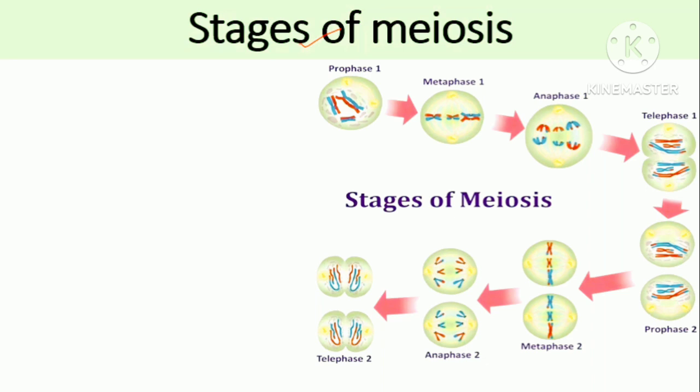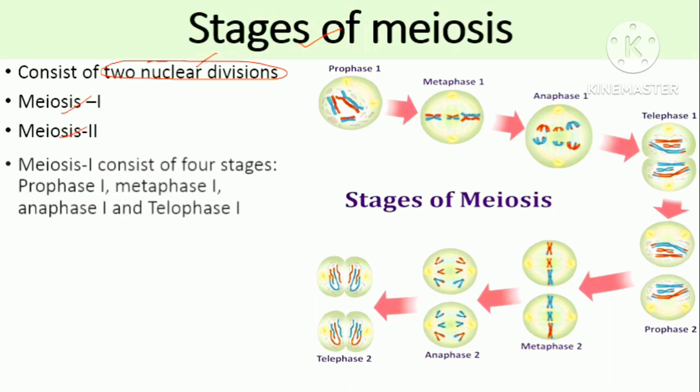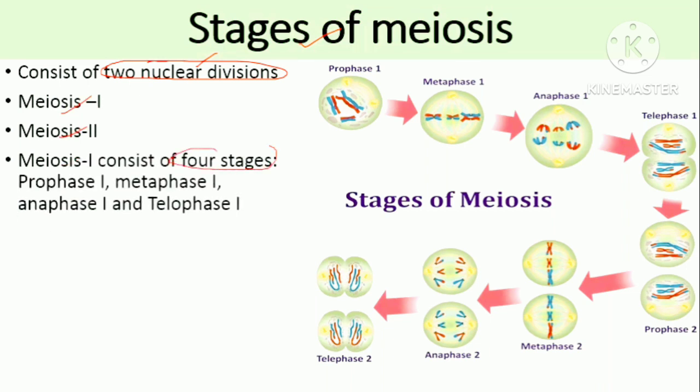Next comes stages of meiosis. Meiosis is a very complicated process as compared to mitosis. It includes two nuclear divisions. So it consists of two nuclear divisions, and it is divided into two parts, that is meiosis 1 and meiosis 2. Meiosis 1 is further divided into its four substages, which include prophase 1, metaphase 1, anaphase 1, telophase 1.